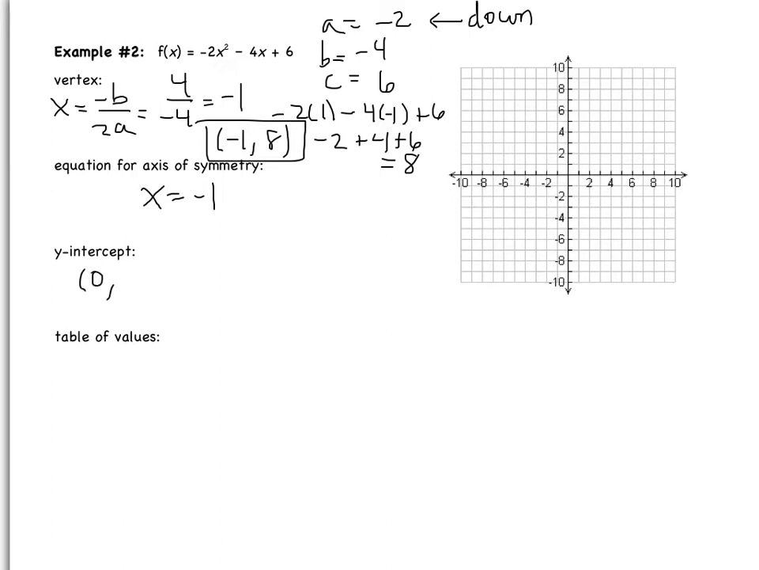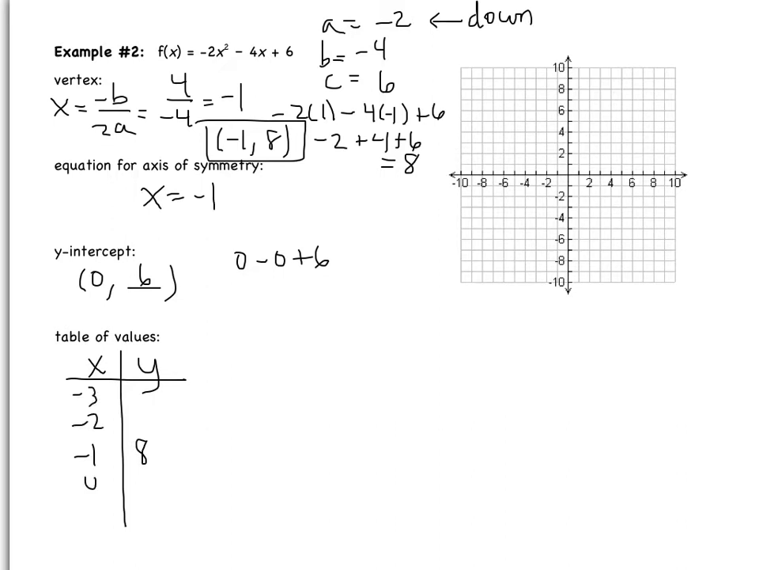My y-intercept is going to be 0, comma some number. Now if I substitute in 0, I get 0, subtract 0, add 6. So 0, 6 is my y-intercept. And now I need my table of values. Remember that the vertex always goes in the middle. Choose 2 lower, 2 higher. 0, 6 I already calculated because that's the y-intercept. So now I have 3 more that I need to substitute in.